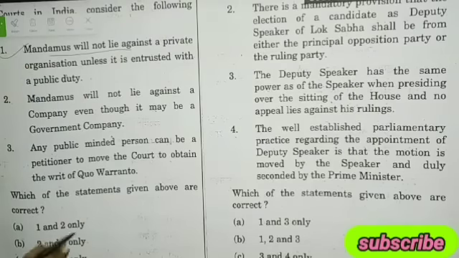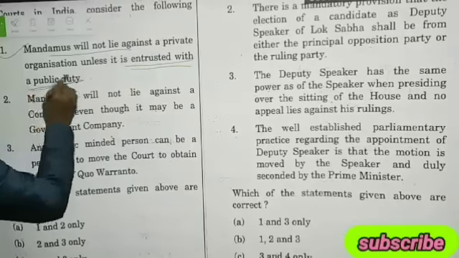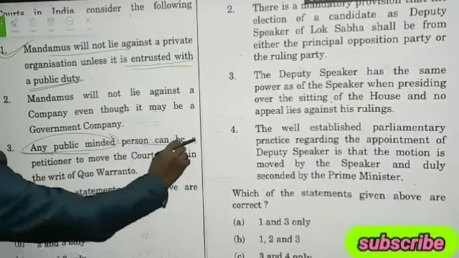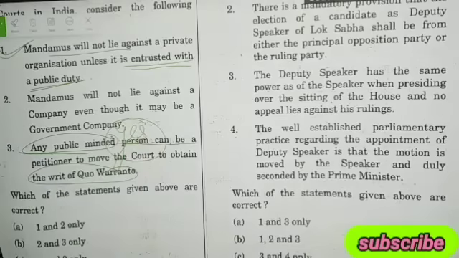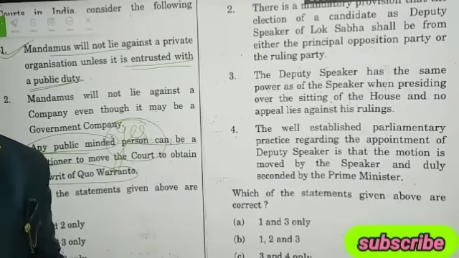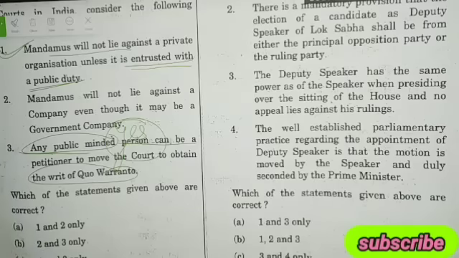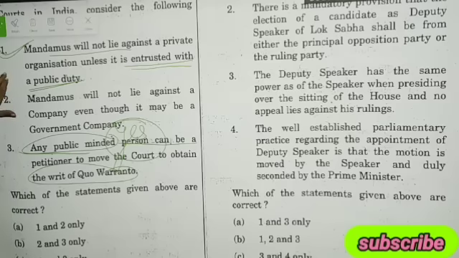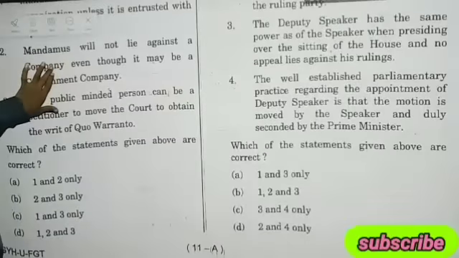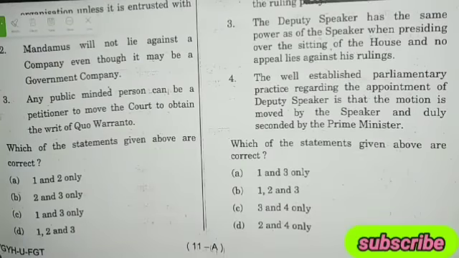Mandamus will not lie against a private organization unless it is entrusted with public duty. Any public-minded person can be a petitioner to move the court to obtain the writ of quo warranto. Yes. For example, one person files an FIR at the police station. Quo warranto is the people's right. The arrest power is not quo warranto, it is notice, handover, not arrest. Option C is the correct answer.